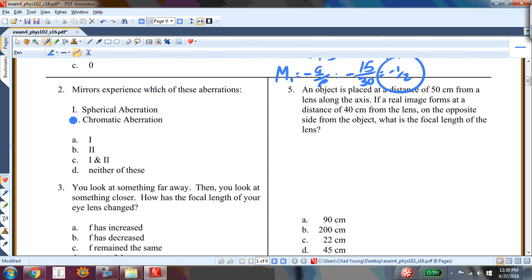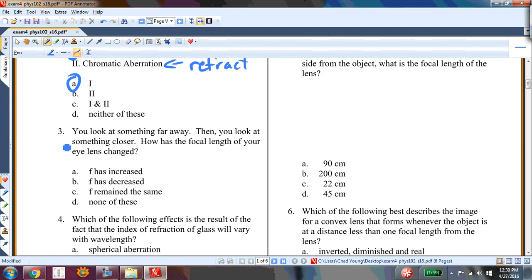Mirrors experience which of these aberrations? Mirrors only experience spherical aberration because chromatic aberration is due to refraction. And since mirrors do not refract light, they do not experience chromatic aberration.